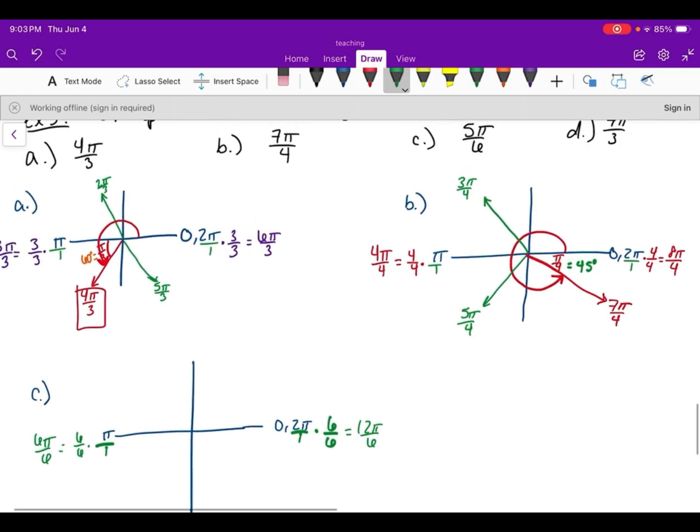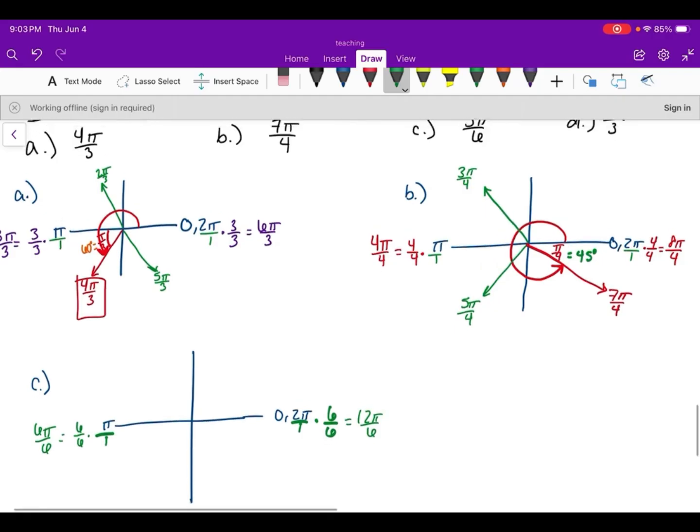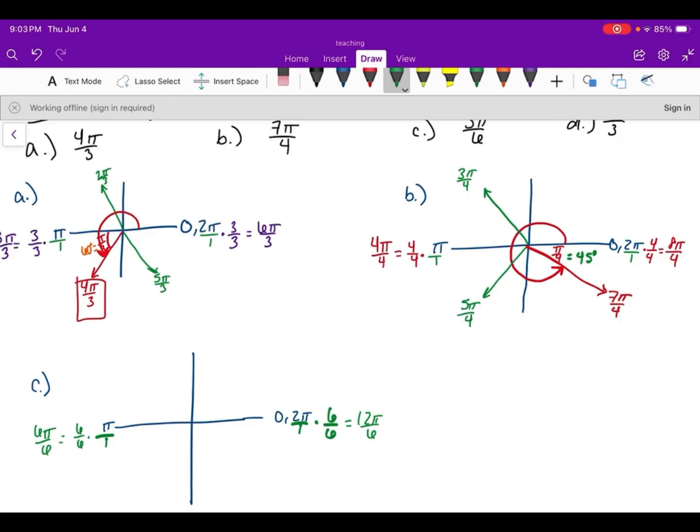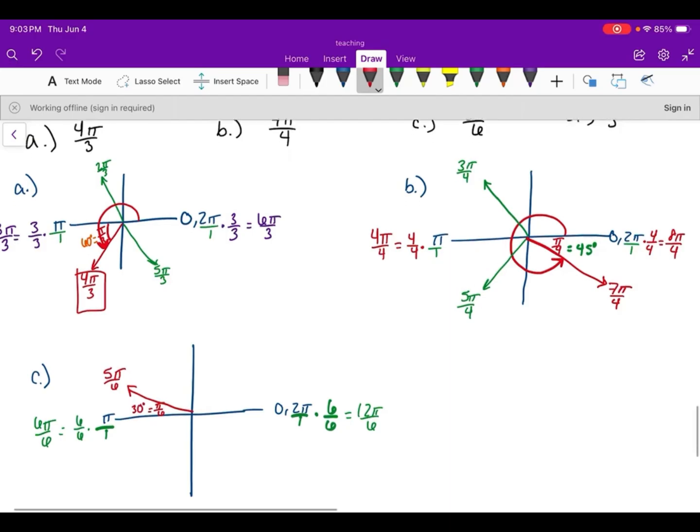5 pi over 6. Is it closer to 6 pi over 6 or 12 pi over 6? Closer to 6 pi over 6. It's also a little bit smaller than 6 pi over 6, so it's going to have to come a little bit before it. So 5 pi over 6 actually lies right here. Let me go ahead and use another color. 5 pi over 6 is right here. Now you also may wonder, why did I draw it so small to the edge? It's because I know that this difference here is pi over 6, which is only 30 degrees, so it's not very big. It's not very far away from pi or 6 pi over 6.